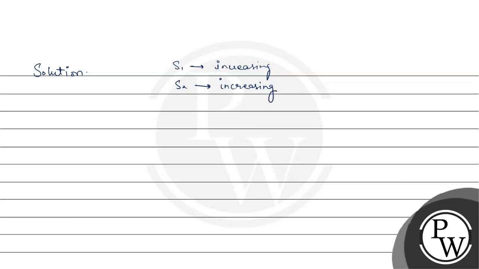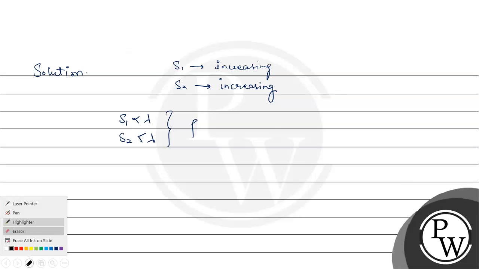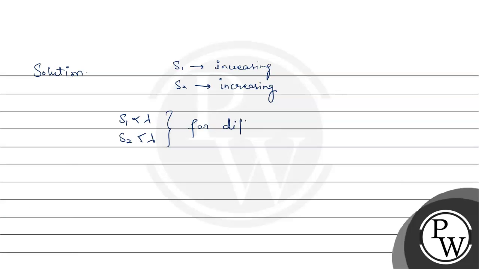They can increase only up to a certain limit for diffraction to happen. So S1 must be less than lambda and S2 must be less than lambda for diffraction to happen. Or let us write it in a clearer way: for diffraction to happen.